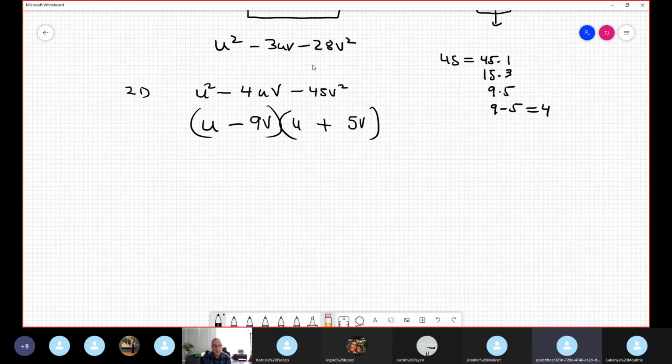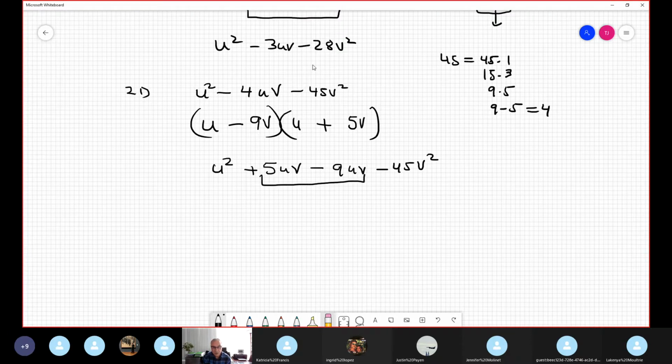Absolutely perfect. Verification now. u times u is u squared, exactly like that. u times 5b is plus 5ub. And negative 9b times u is minus 9ub. I put it in the same order as the original, actually alphabetic order, no? And finally, it's minus 45b squared.